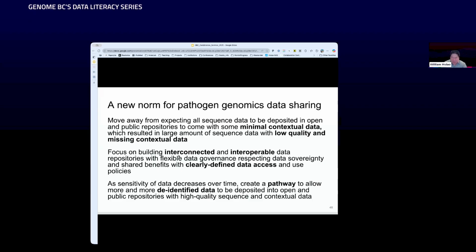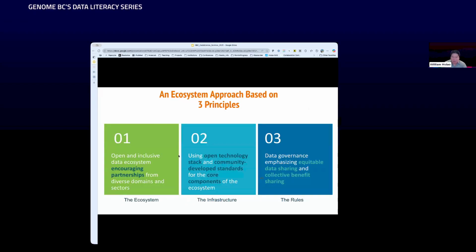However, that's not the end, right? We should be thinking about when the data over time becomes less sensitive, or if the case number increases to the point that re-identification will be much more challenging, then there should be a pathway to allow more and more de-identified data to be deposited into open and public repositories with high quality sequence and high quality contextual data.